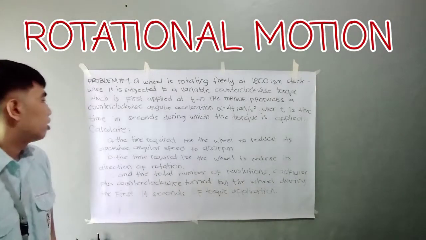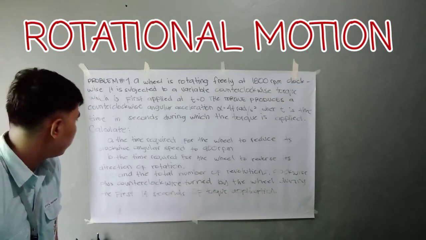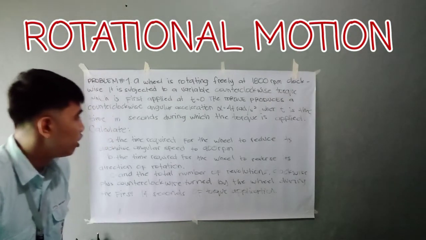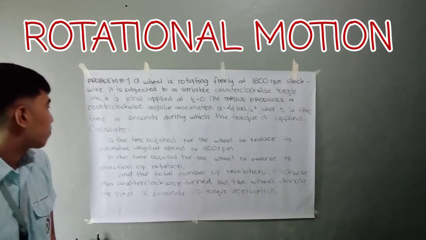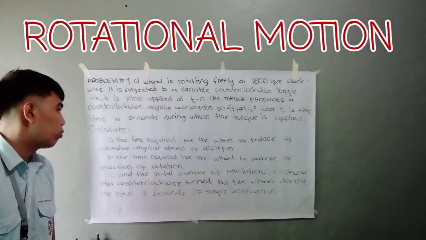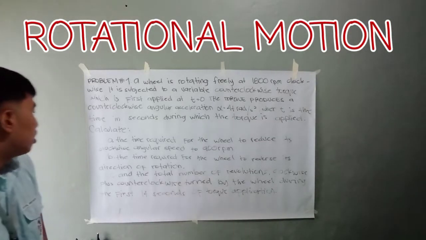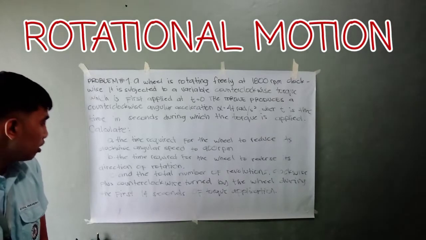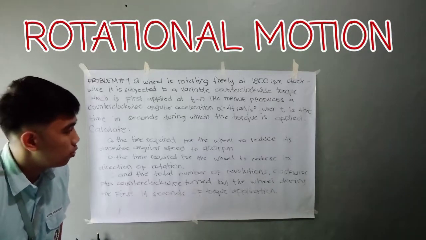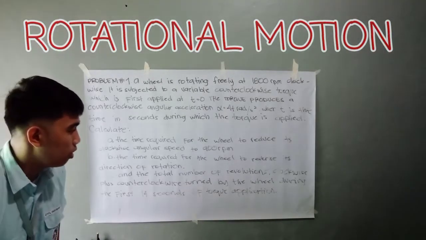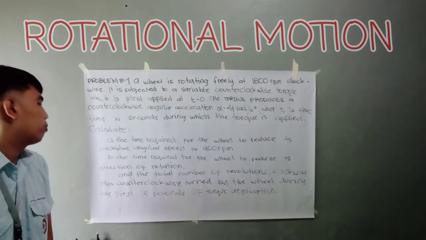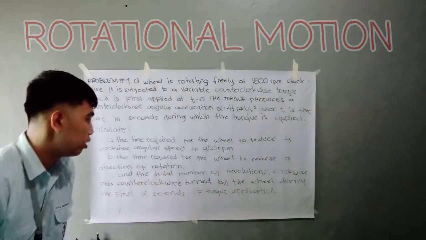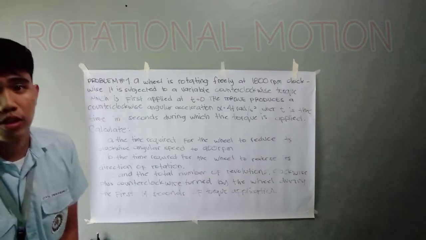Calculate: A, the time required for the wheel to reduce its clockwise angular speed to 900 rpm. B, the time required for the wheel to reverse its direction of rotation. And C, the total number of revolutions, clockwise plus counterclockwise, turned by the wheel during the first 14 seconds of torque application.